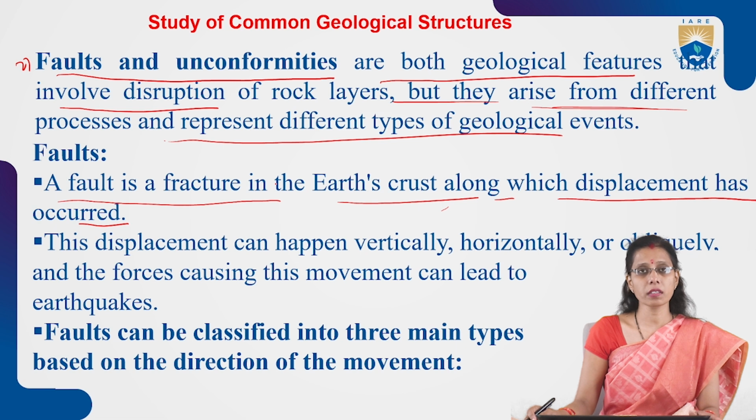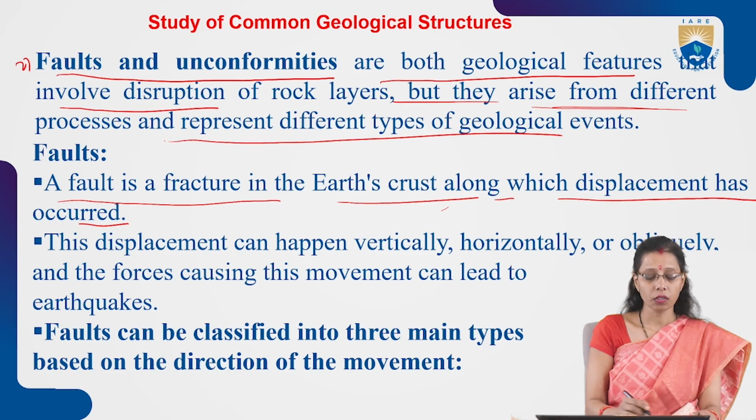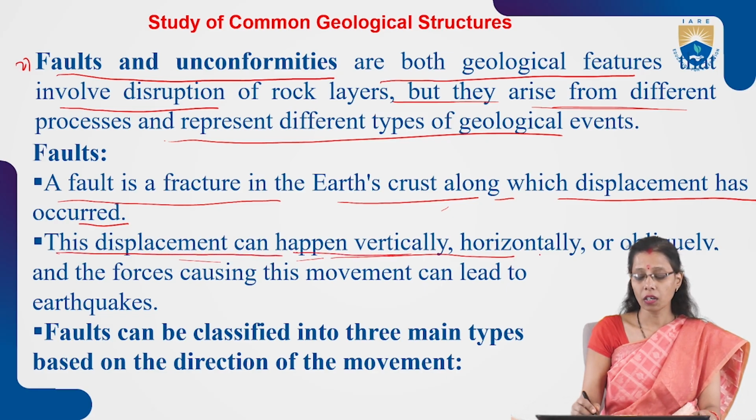In the previous lectures we have also discussed the fault line. A fault line is a fracture in the earth's crust along which displacement has occurred. This displacement can happen vertically, horizontally, or obliquely. And the forces causing this movement can lead to earthquakes.